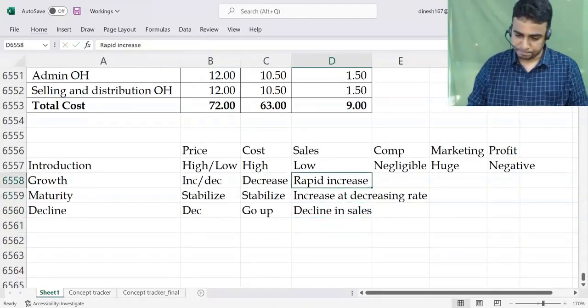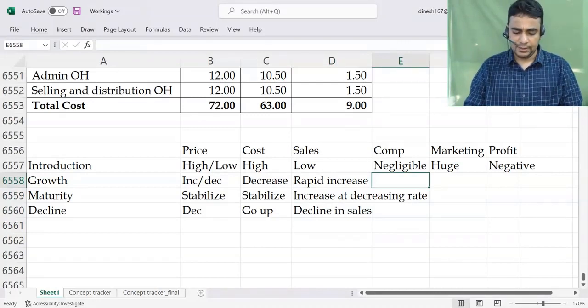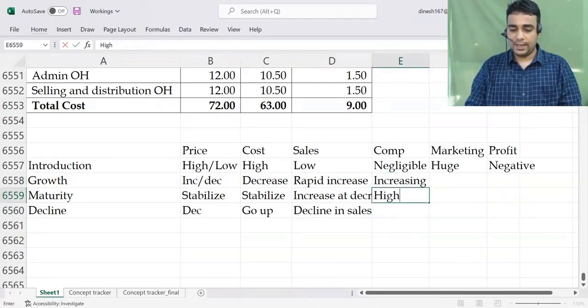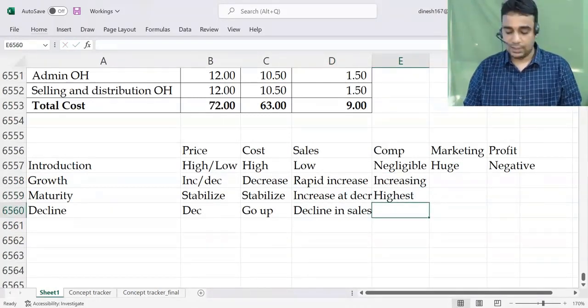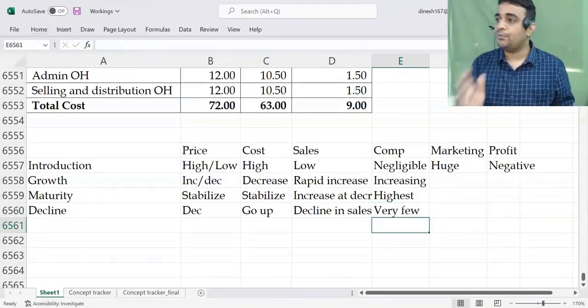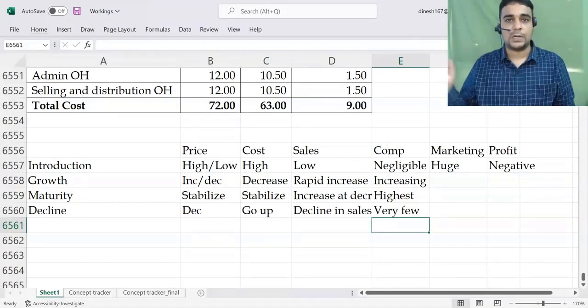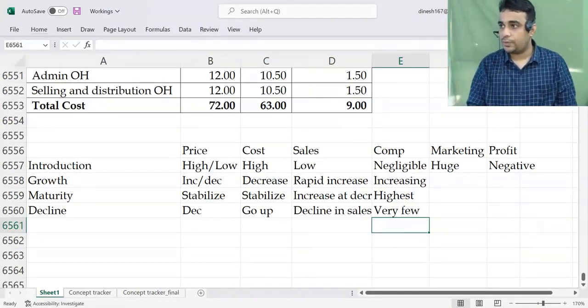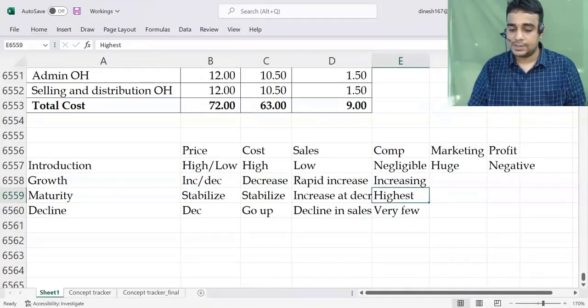From a competition level, it increases, and the highest competition could be there at the maturity stage. In the decline stage, very few competitors remain. People will start moving out of that product. Others will also start moving out, and you will also start moving out. So very few competitors would be there at this stage.